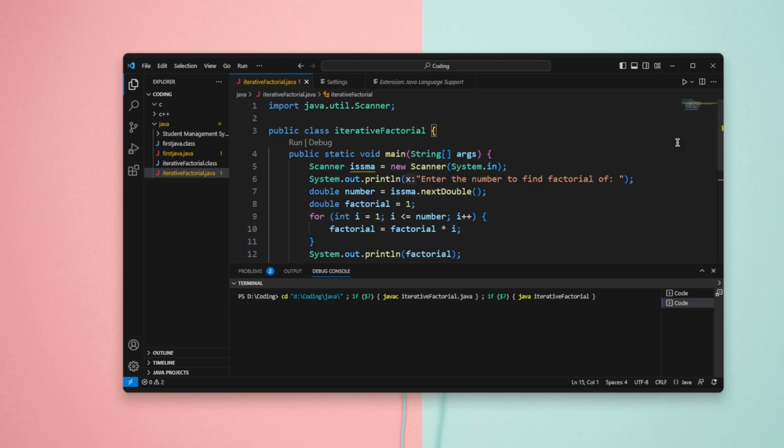In this method, we use a loop to multiply the numbers from 1 to the given number to calculate the factorial. The iterative algorithm requires only a constant amount of additional space for variables such as the loop counter and the result variable.